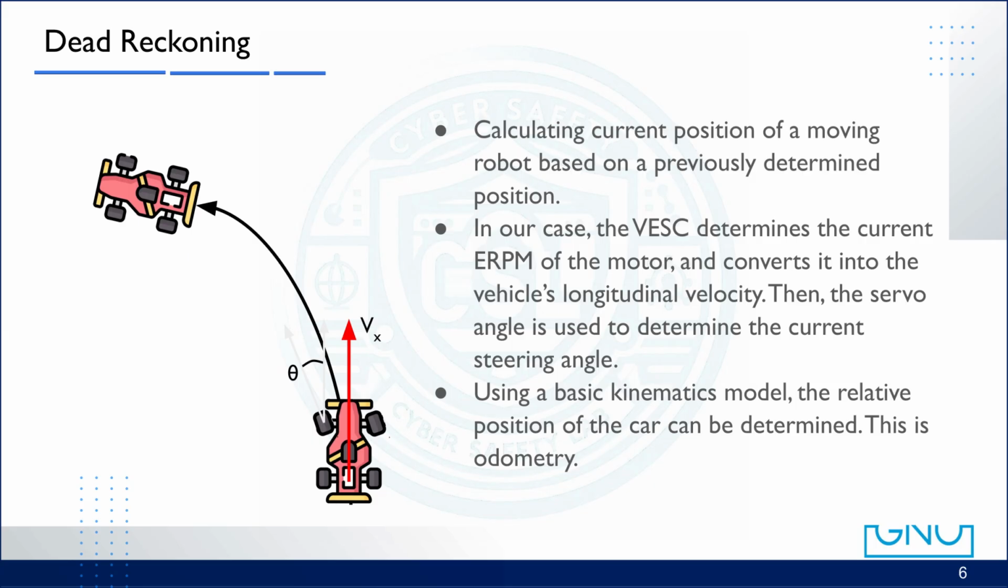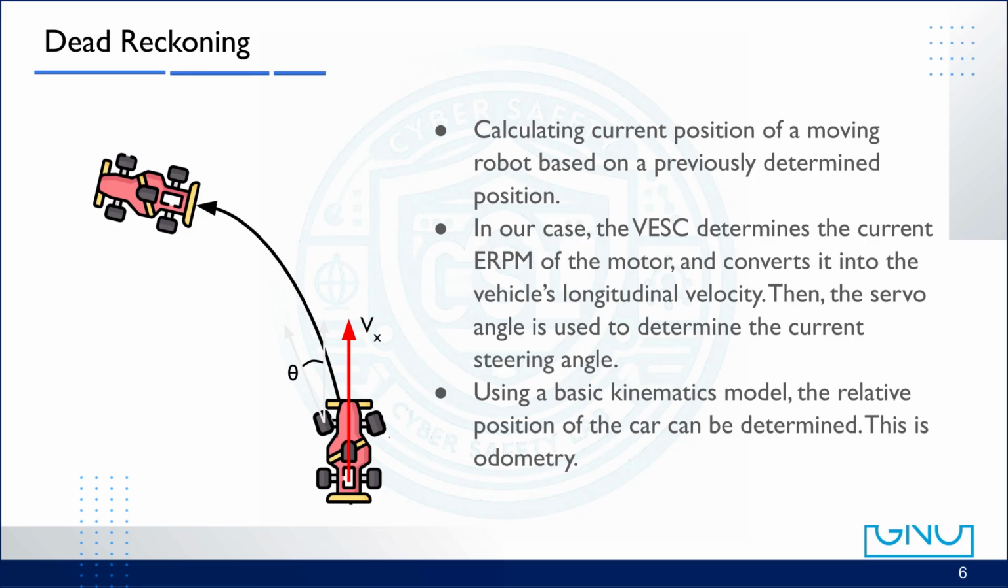This slide explains dead reckoning, one of the most basic methods for estimating the position of a moving robot. Dead reckoning calculates the current pose based on a previously known pose and the robot's measured motion. In our F110 platform, the VSC reads the motor's ERPM and converts it into longitudinal velocity. The servo angle provides the current steering direction. By feeding these values into a simple kinematic model, we can estimate how far the robot has moved and how much it has rotated. This process is what we call odometry.